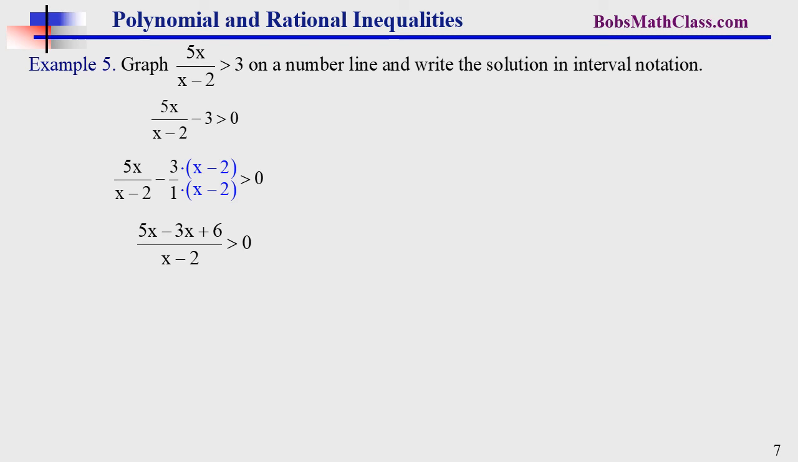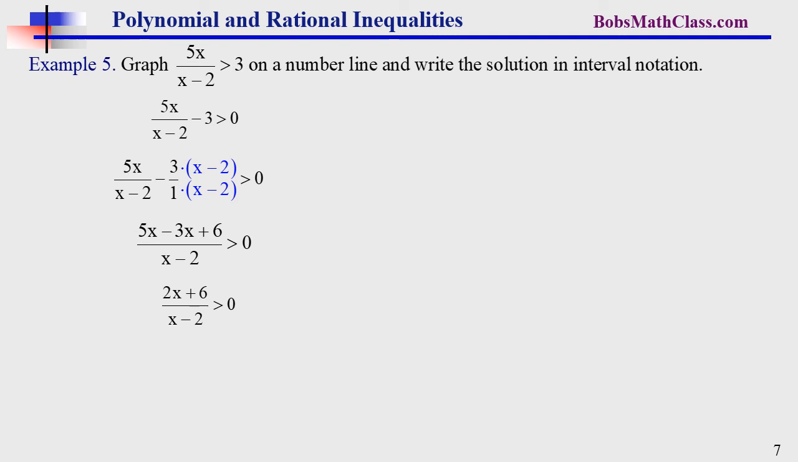All right, so here we go. We have 5x minus 3x. We can combine like terms. That's 2x, so we have 2x plus 6 over x minus 2 greater than 0. All right, so now we got our 0 on the right. It does factor to give us 2 times x plus 3, but that won't reduce with anything in the denominator, so we're not going to bother doing that.